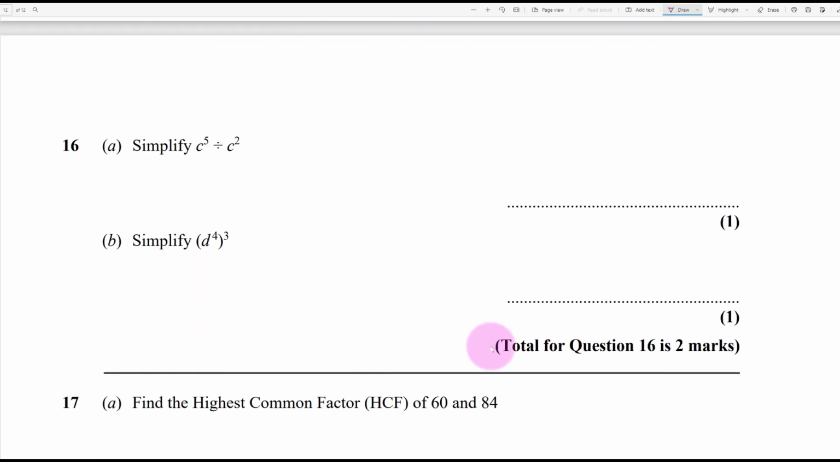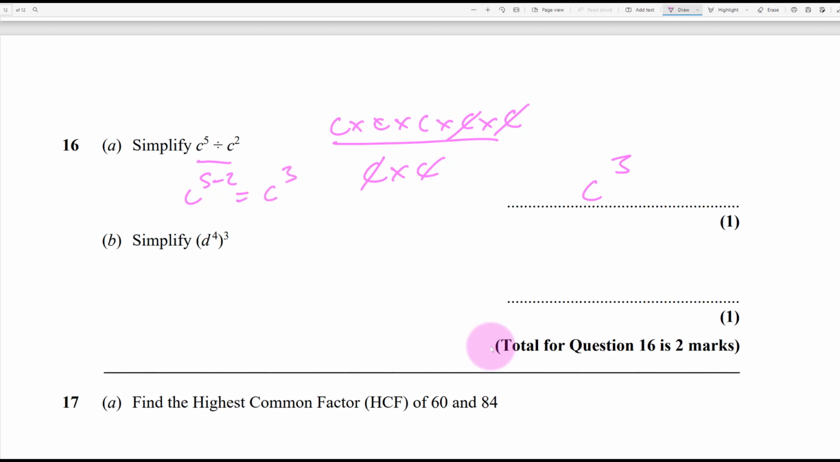Right, when we divide, that's like saying we're doing this. Just so you remember, if you're not sure about the rules, work it out. That means that. Cancel out the c's. How many c's do you have left? 3. C cubed. The law is you minus the powers. So that's this. This means the same thing multiplied by itself 3 times.